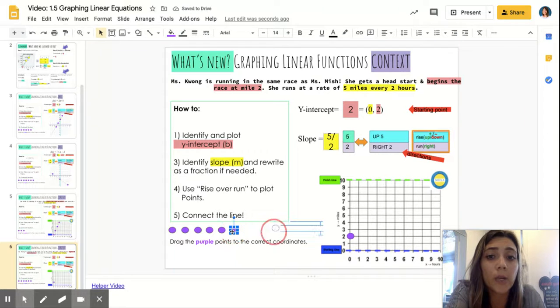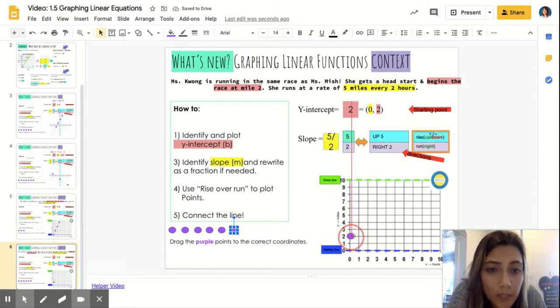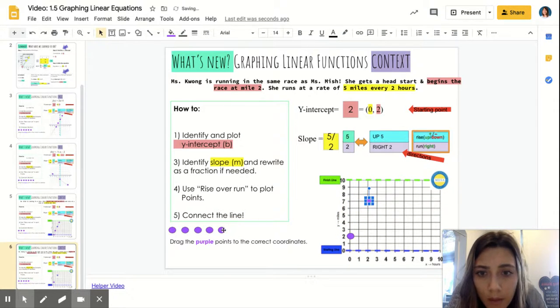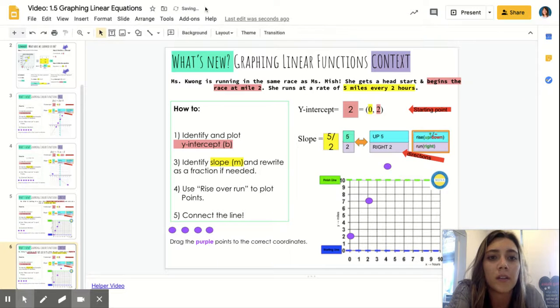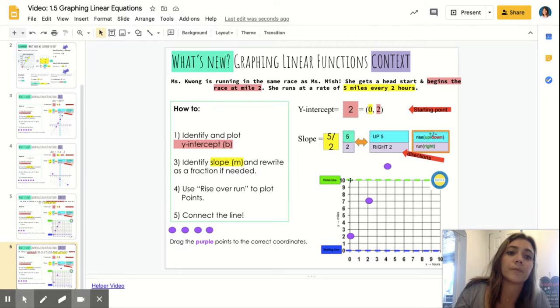So I get my point. I go back to my y-intercept, up 5, 1, 2, 3, 4, 5, and right 2. Another point, up 5, right 2. We are totally off the graph, so that last point doesn't really work. But you get the idea. Let's just connect them.